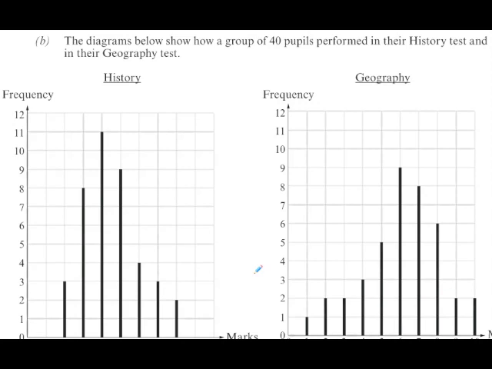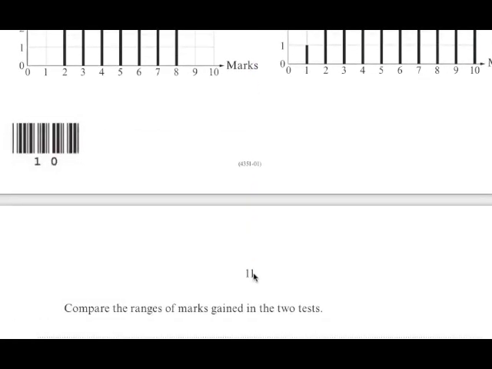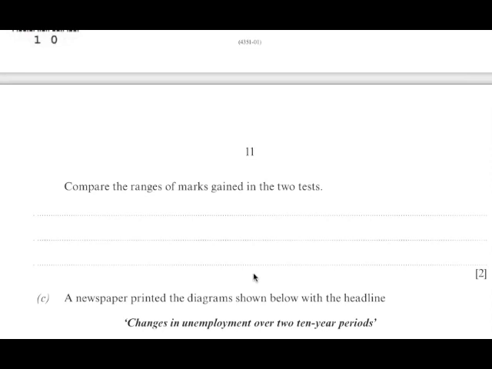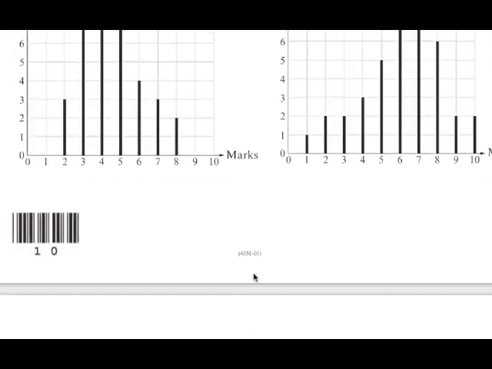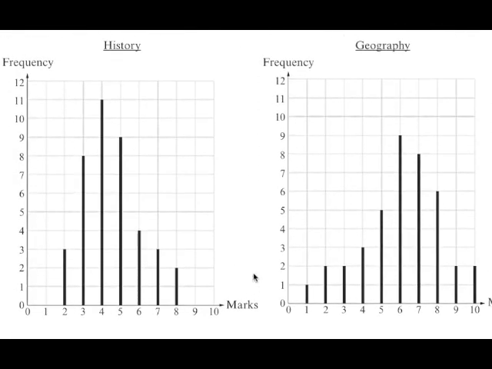This is the second part of the question. The diagrams below show how a group of 40 pupils performed in their history test and in their geography test. So let's have a look at the question. It says compare the range of marks gained in the two tests. So let's have a look at these graphs. These are bar charts as opposed to the previous ones, which were pie charts. If we look here, we've got a range of marks. Well, let's just try and interpret the graphs first.